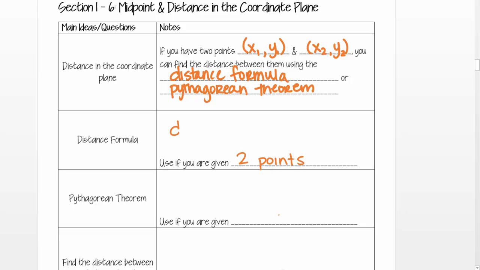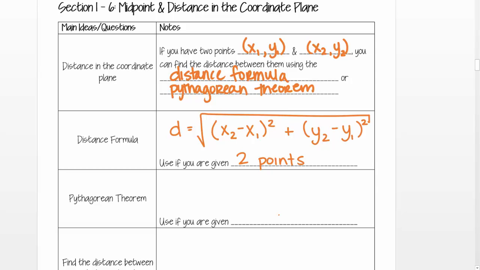And the distance formula says that the distance between 2 points is the square root, and make it a big square root, of the x values in my points subtracted from each other and squared. And then we add that to the y values in my points subtracted from each other and squared. And this comes from the Pythagorean theorem. We square 2 things, then we take the square root to find the hypotenuse. But this is only to use if we have 2 points.